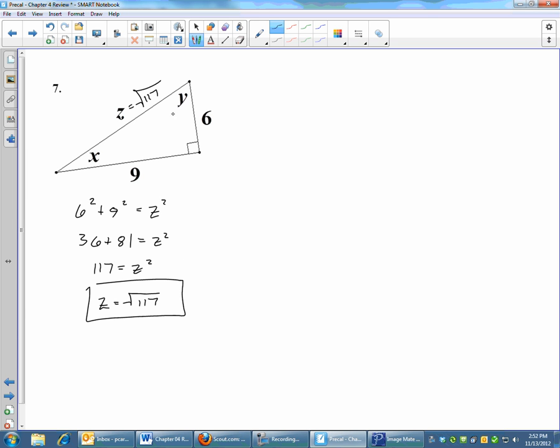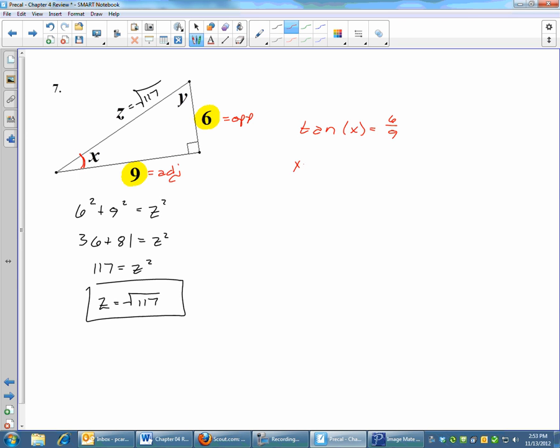And then I need to find x and y. While I do have z now, I want to use the measurements that were given to me. 9 and 6 were both given to me. I did not come up with those, so I would prefer to use 9 and 6 instead of the root of 117. So when I'm looking at angle x, 6 is the opposite and 9 is the adjacent. And opposite and adjacent means we're going to use tangent. So I would say tangent of x is equal to 6 over 9.